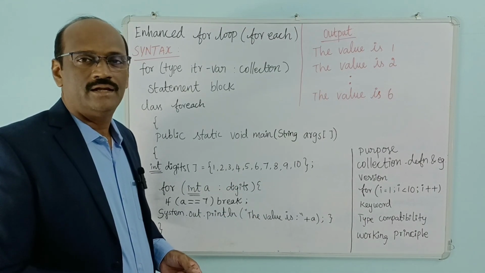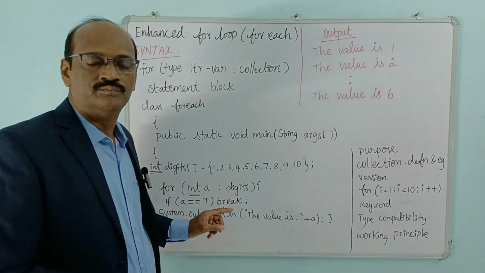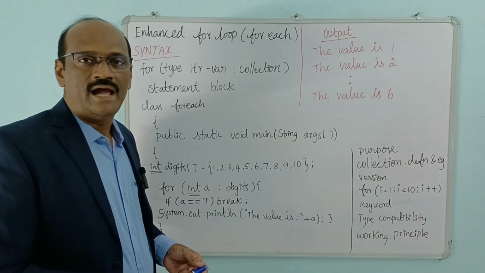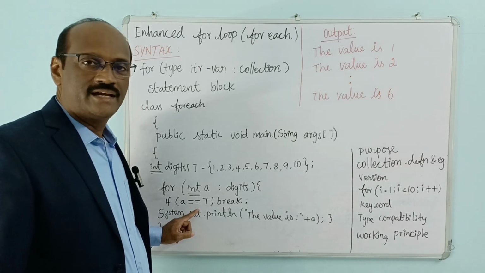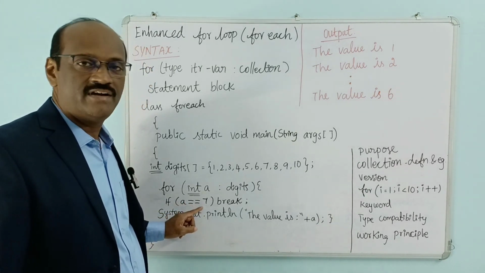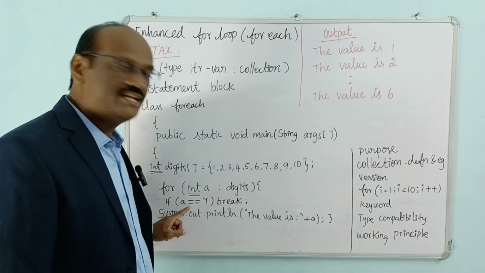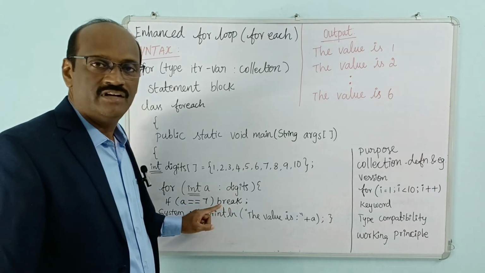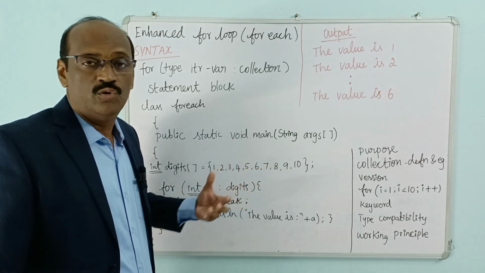Now, I will explain how to use the break statement inside the enhanced for loop. What is the purpose of using the break statement? By using the break statement, I can bypass the conditional expression in the looping structure. Here, I am checking a condition whether A is equal to 7 or not. During the seventh iteration, this condition will become true. When the condition is true, the break statement will be executed. The break statement will come out of the looping structure.